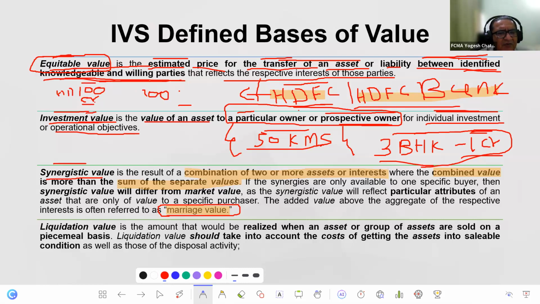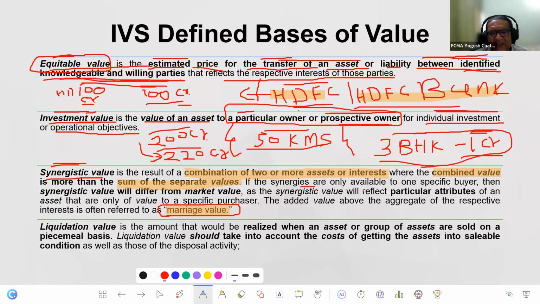When these two companies are combined, their business is combined, so the value of this needs to be 200 crore. But in reality, when a business combination is there, the value of that will be around 220 crore. So that is more than the combined value of this. That is 20 crore in other words. So that is the synergistic value, where the combined value is more than the sum of the separate values.